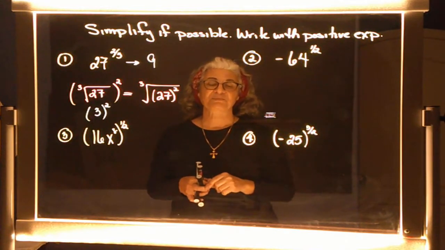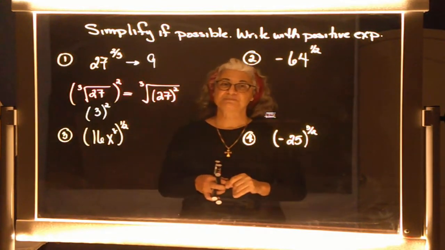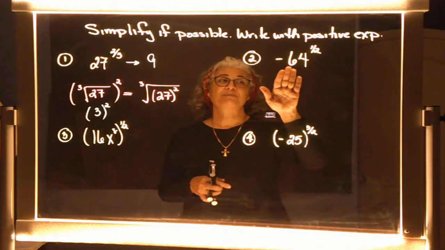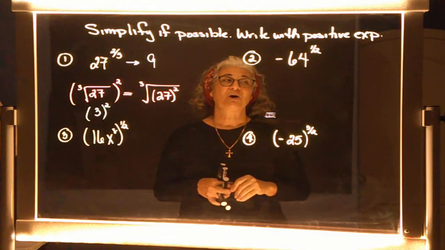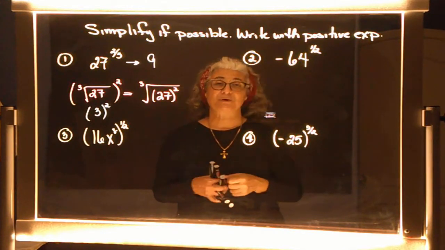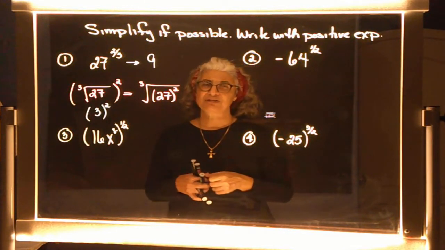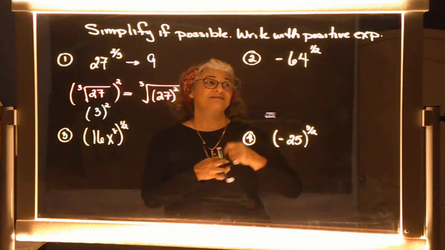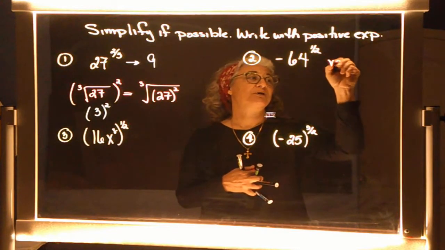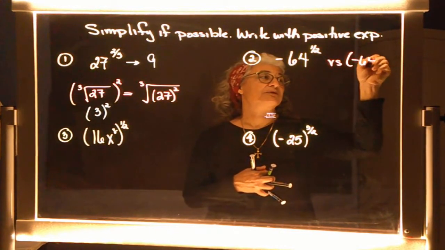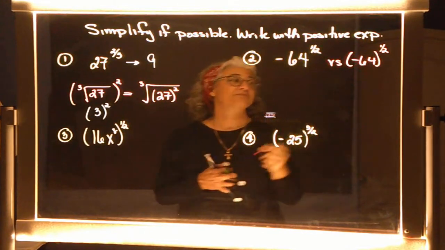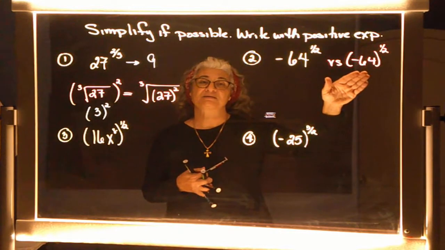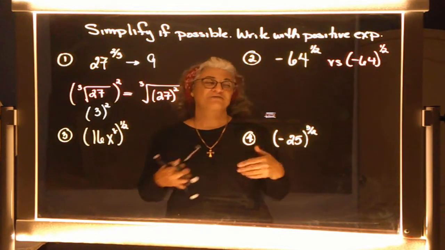Got it? Okay, let's look at number 2. Now, I have a question for you. Is my base a negative 64 or is my base just a 64? And if you're like, I'm not sure, we have this original problem versus this problem. Over on this other part that I just wrote, what's your base? Oh, you're like negative 64, of course.